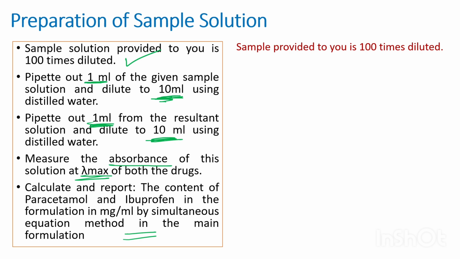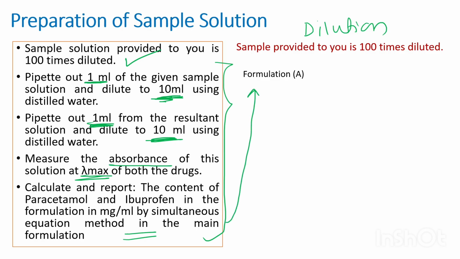I am just showing you the dilution flow chart here. Which dilution? The same one. Look at this formulation in the procedure. We have to find out how much ibuprofen and how much paracetamol is inside this formulation. That is our aim. The first line of the procedure says that this is 100 times diluted, meaning it was put in a volumetric flask and the volume was made up to 100 ml. So this is called the sample stock solution.